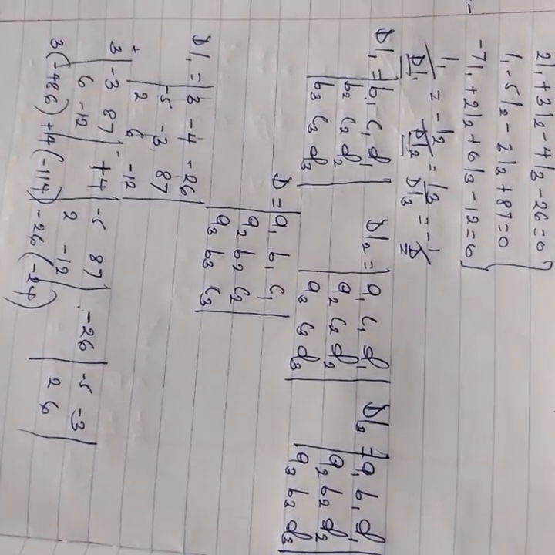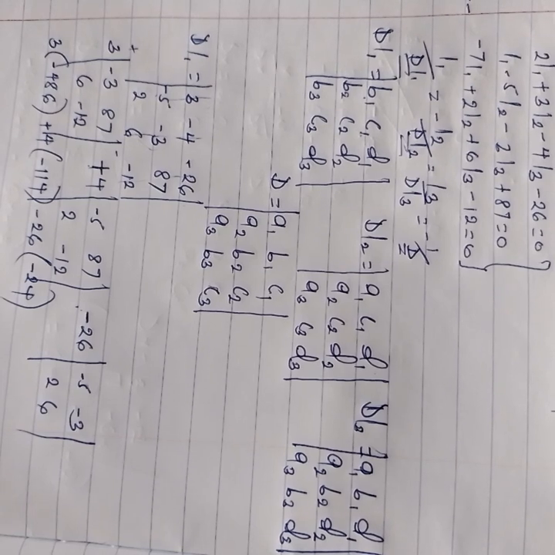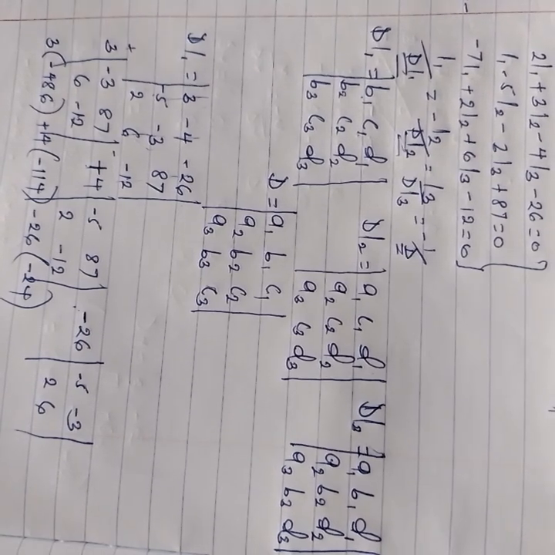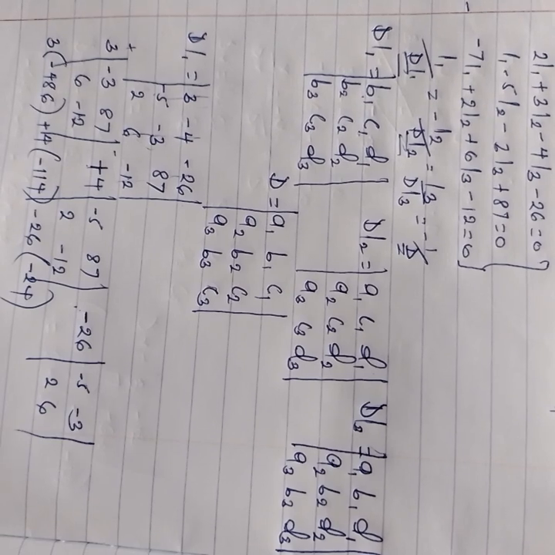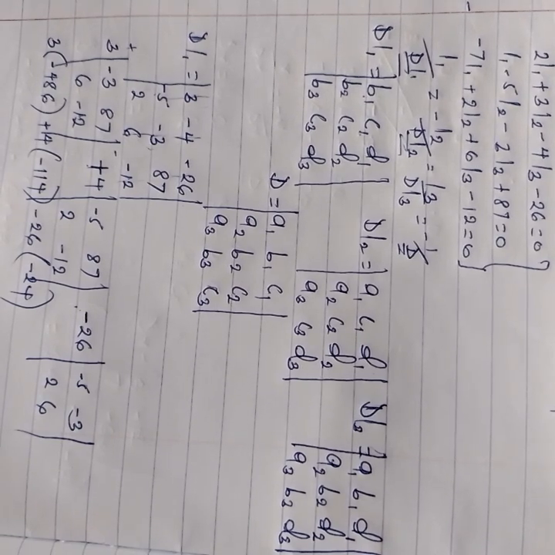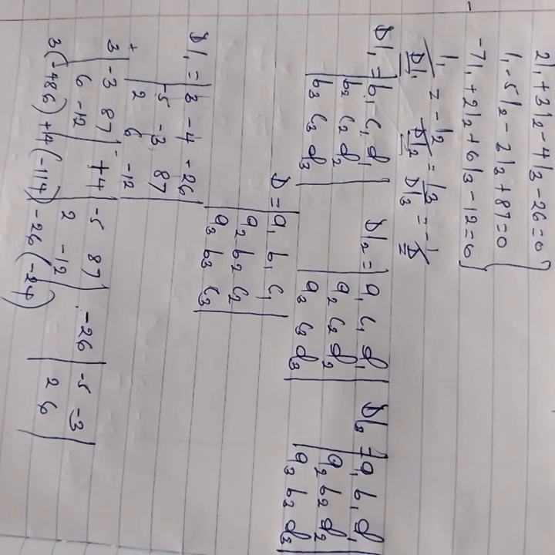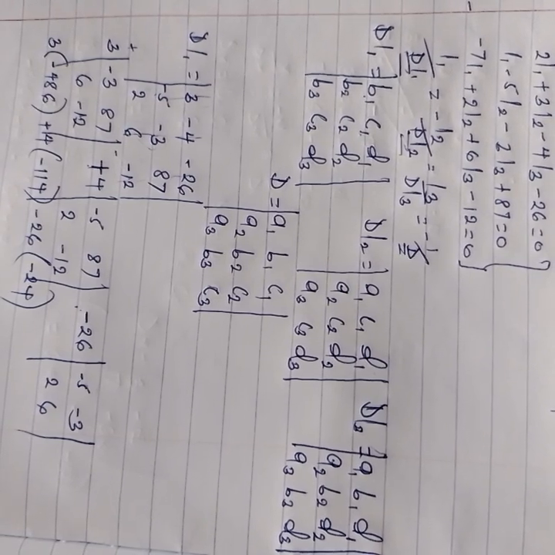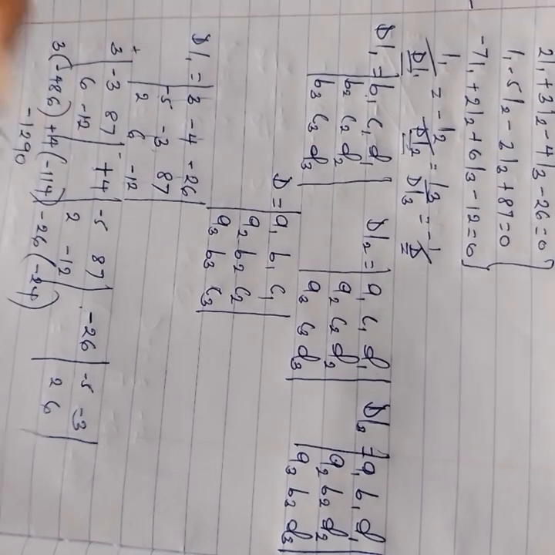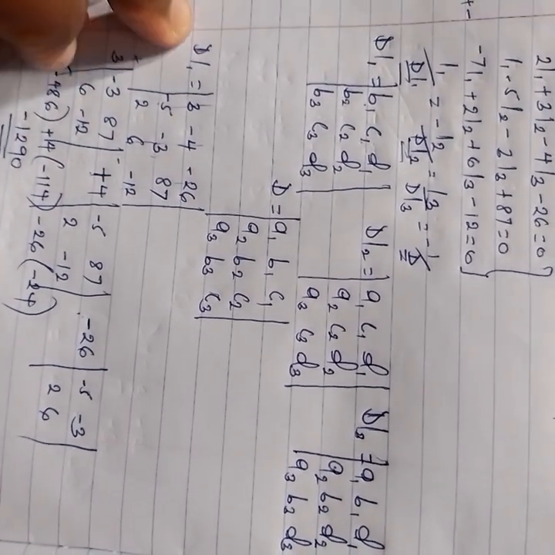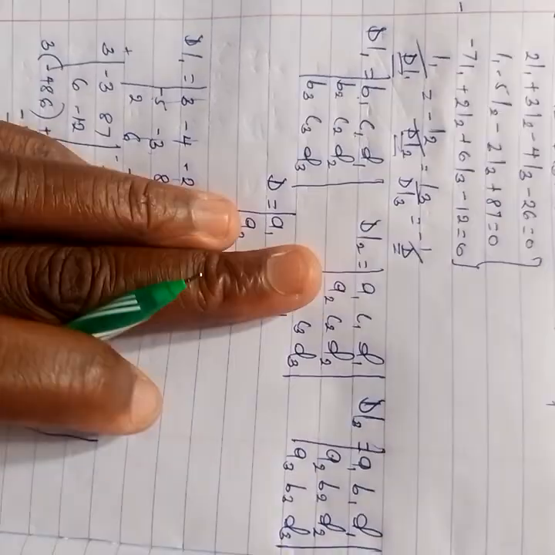So work out these ones. Work out that 3 into negative 486 plus 4 into negative 114 minus 26 into 24. That's negative 1290. So that's our dI1. Again we move to dI2, and let me put it this way.